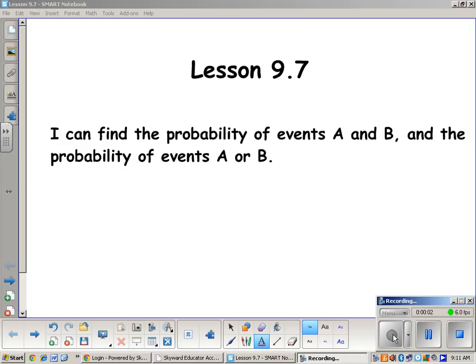Alright, so today, now that we've fixed my typos, we're going to talk about the probability of A and B occurring and the probability of A or B occurring. The word "and" means they are occurring at the same time; "or" means one or the other, or possibly both. Okay?